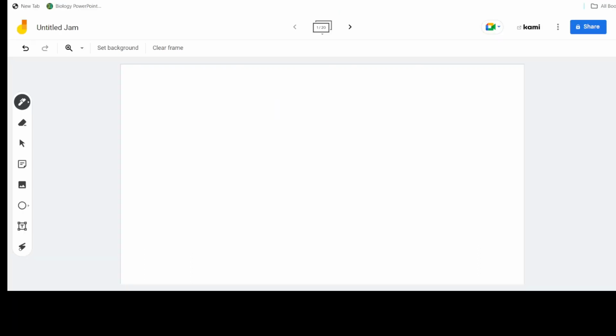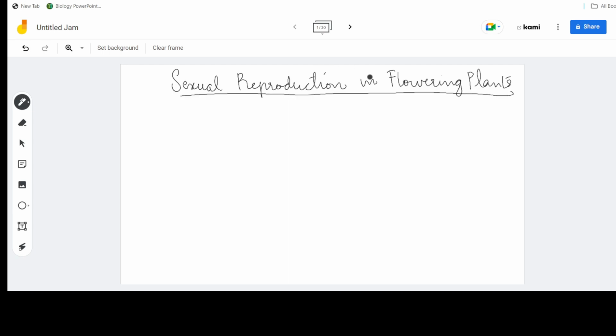Let's learn together the chapter Sexual Reproduction in Flowering Plants. The flowering plants are otherwise called, or scientifically termed, angiosperms. Keep that in your mind because we'll be repeating that term, angiosperms. Angiosperms are nothing but the flowering plants. Okay, so we're going to talk about sexual reproduction.